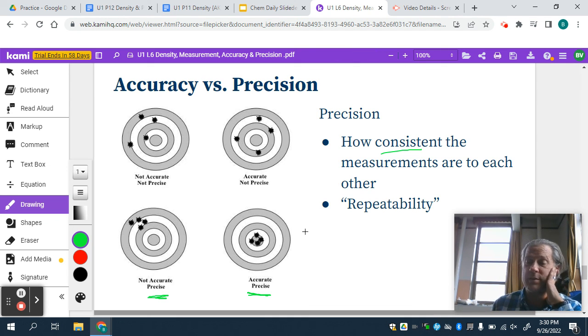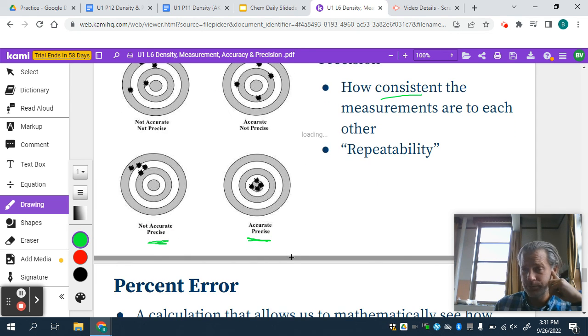So if we go back to the example of measuring out a substance, and I say get 3 grams of the substance, and you get 2.9 grams, and your lab partner gets 2.9 grams, and I get 2.9 grams, those are precise because the measurements are really close to one another. They're also sort of accurate because they're really close to the value that you're supposed to get. So that's what accuracy and precision is.